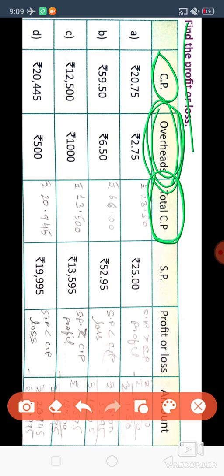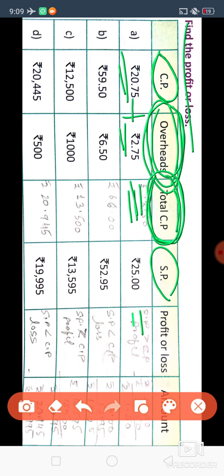Okay. So how do we get total cost price? This CP plus overhead, both we add. Both we add, and we get total cost price. Now we'll see which one is greater, either total cost price or selling price. According to that we'll decide whether it is profit or loss. Then we have to find how much profit or how much loss. This type of question we also did yesterday. Now let's see this question.